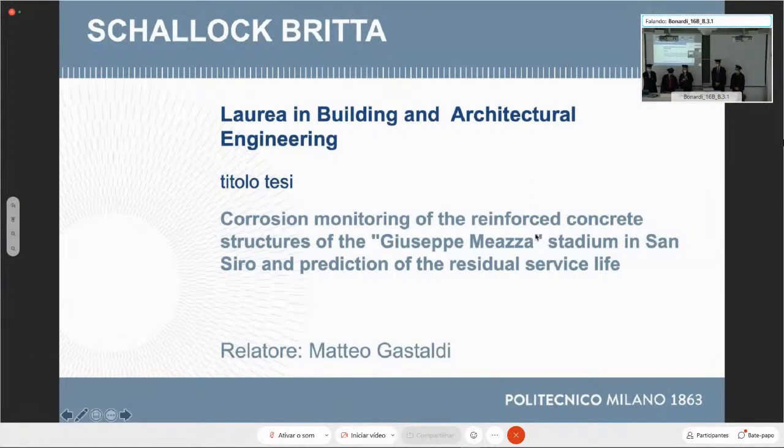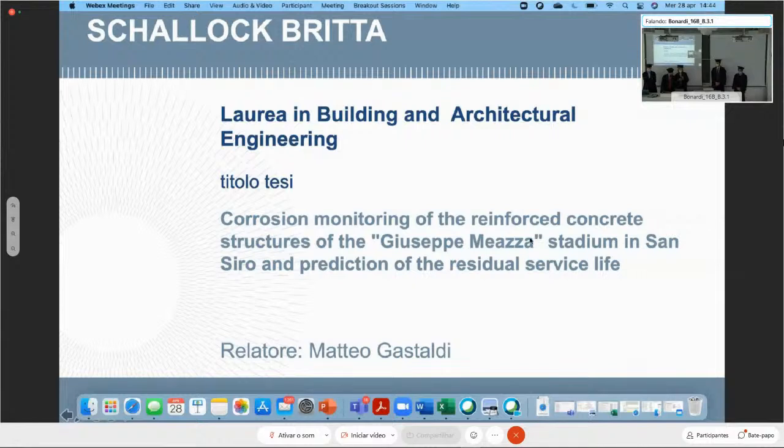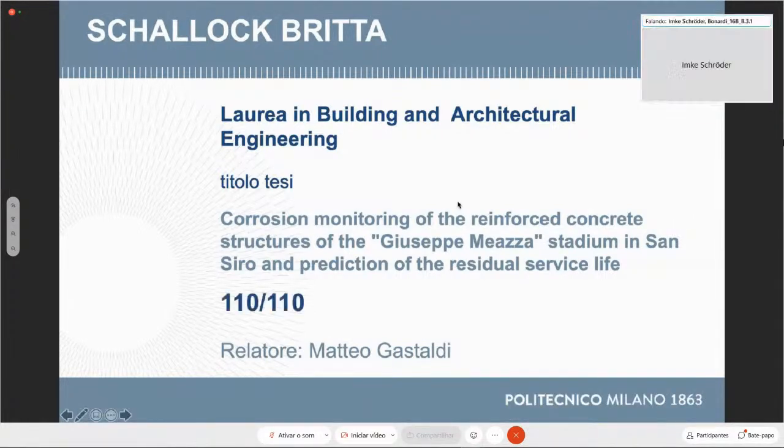Britta Shallock, corrosion monitoring of the reinforced concrete structures of the Giuseppe Meazza Stadium in San Siro and prediction of the residual service life. 110. That's good.